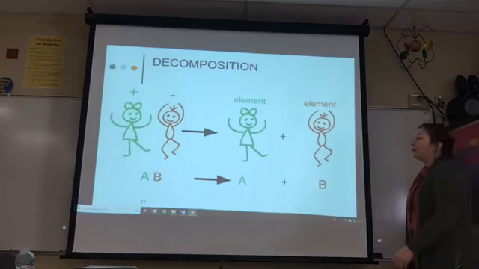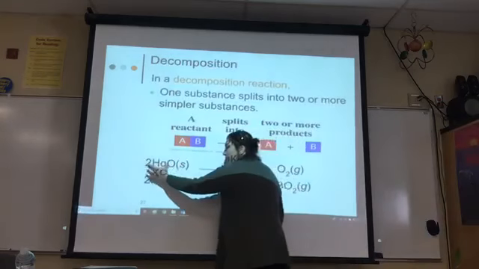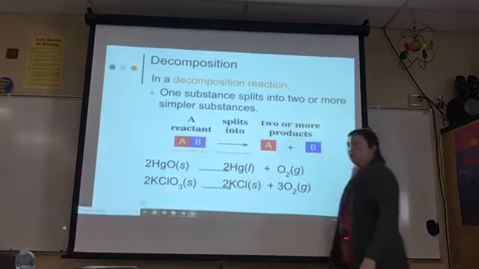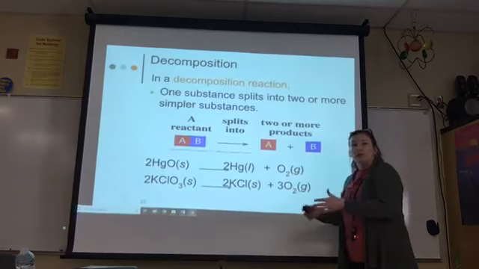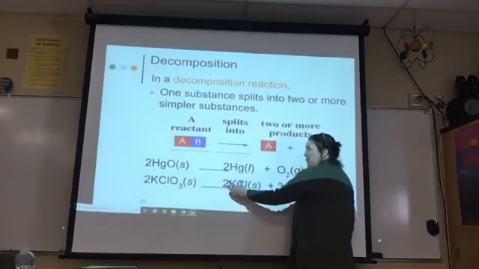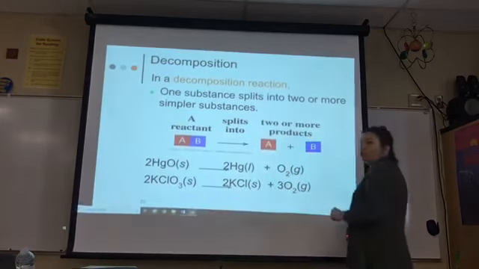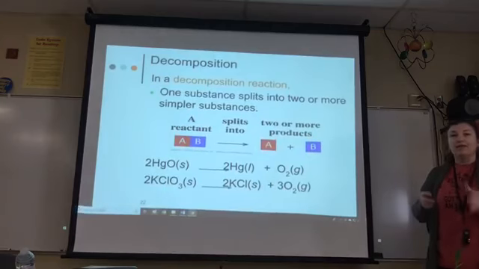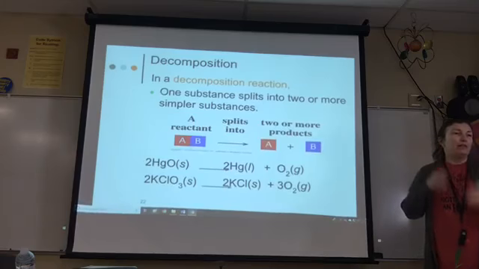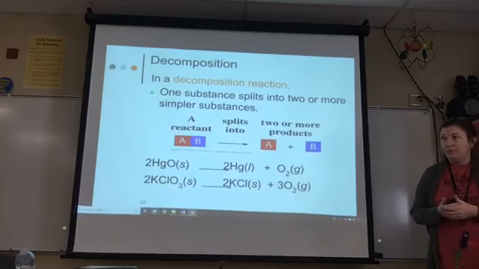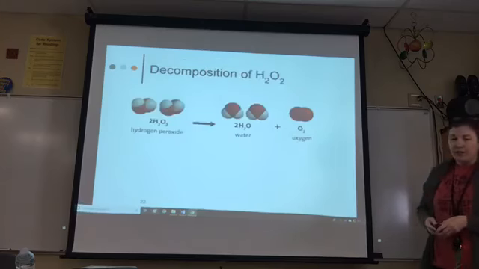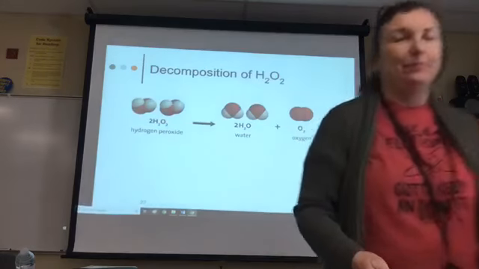Okay? So, if you look at this, mercury II oxide decomposes into mercury and oxygen. One thing breaks apart into two or more substances. Here's the potassium chlorate, breaks down into potassium chloride and oxygen. One thing breaks down into two or more substances. That's how you identify a decomposition reaction. We good? Yeah. Okay.